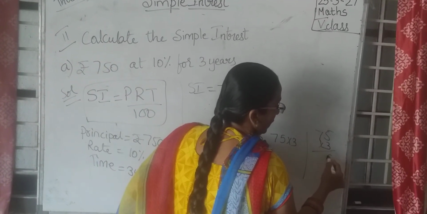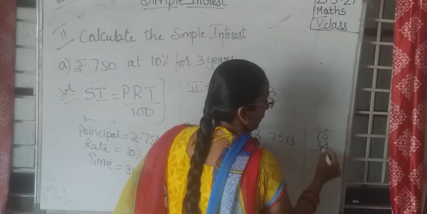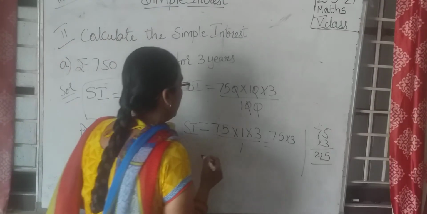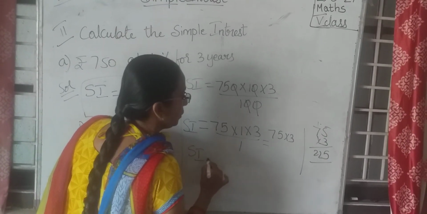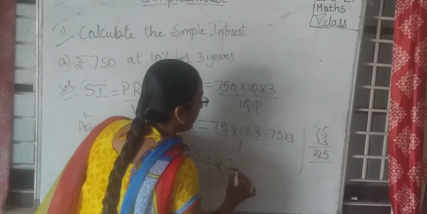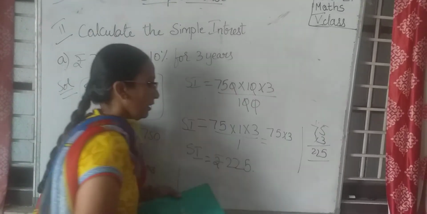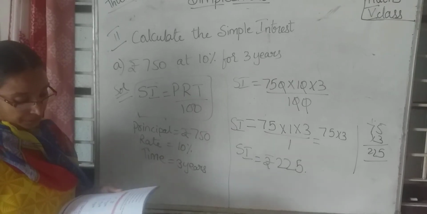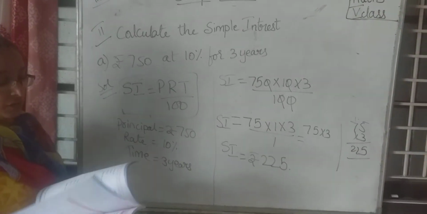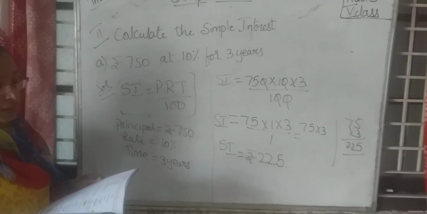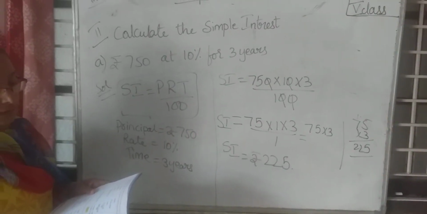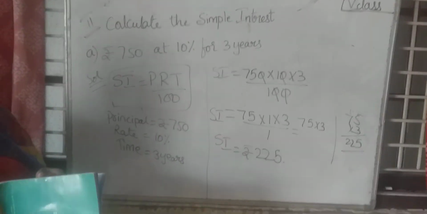5 3s are 15. 7 3s are 21, plus 1 is 22. What is that? Simple interest is equal to rupees 225. Did you all get it? Simple interest is equal to rupees 225. Yes, come on, copy this.